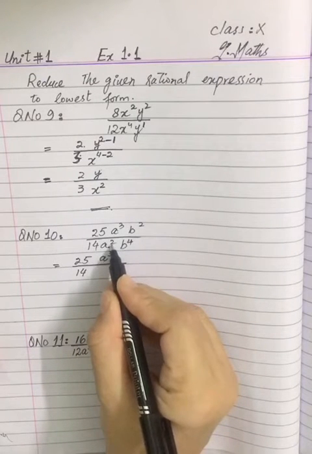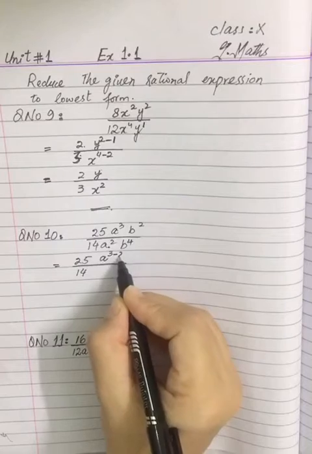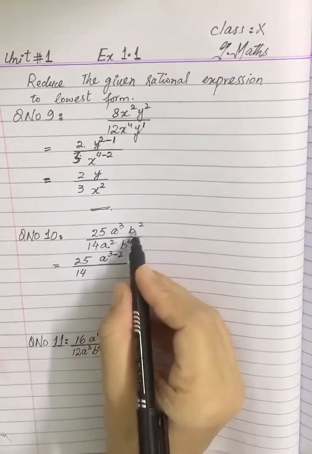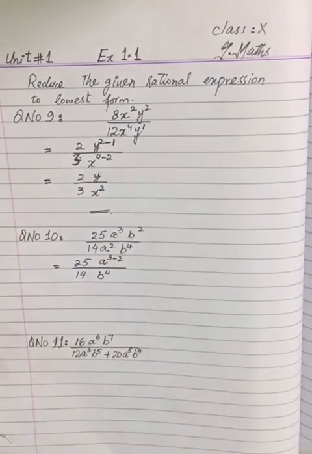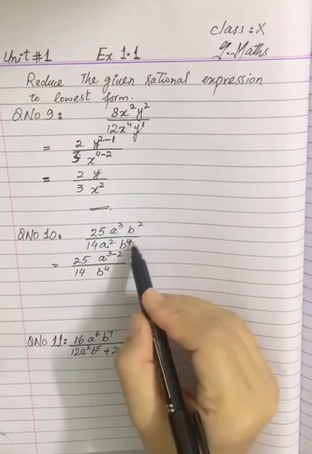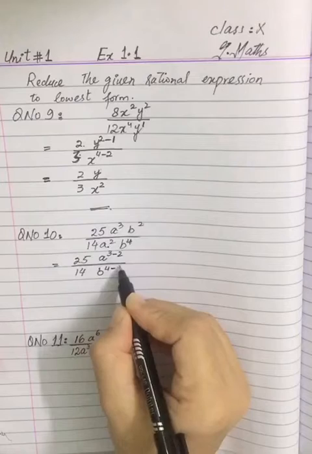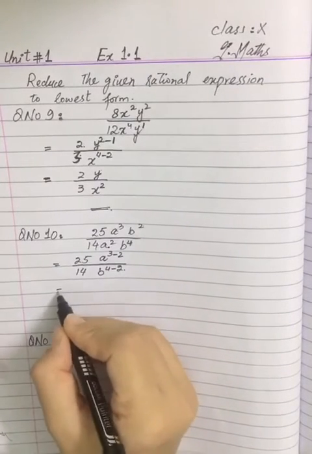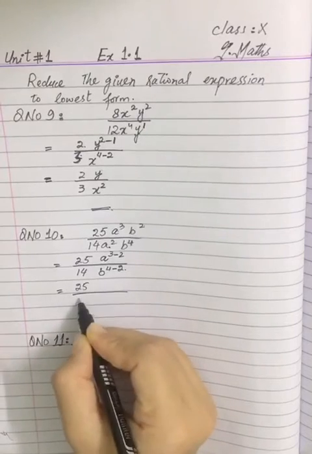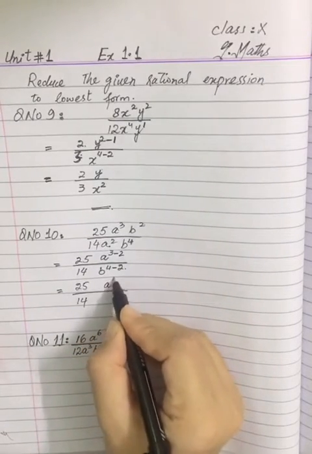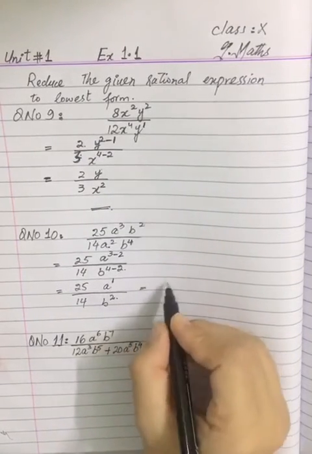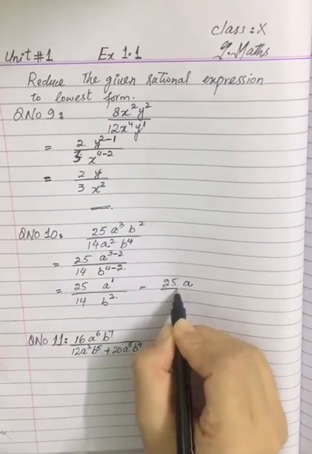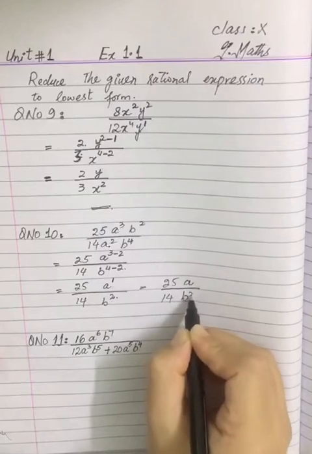So when I am transferring this to the numerator, the power sign will be changed to minus, and b raised to power 2 is the smaller power, so I will transfer it to the other side and their power will be subtracted, 4 minus 2. 25 by 14, a raised to power 1 and b raised to power 2. A raised to power 1 can be written as a, no need to write a raised to power 1, 14b square. This would be our answer.